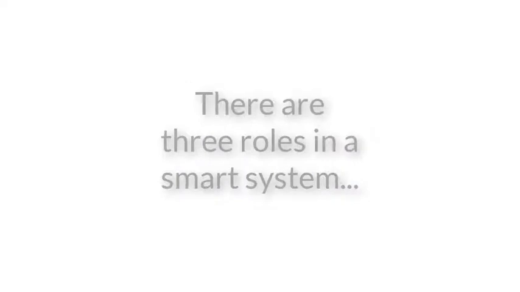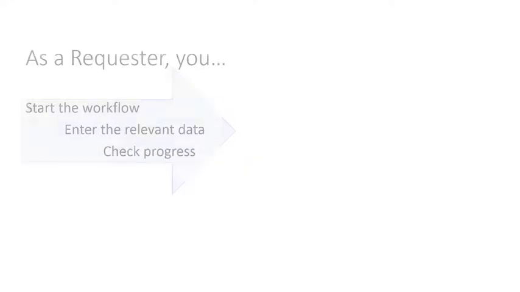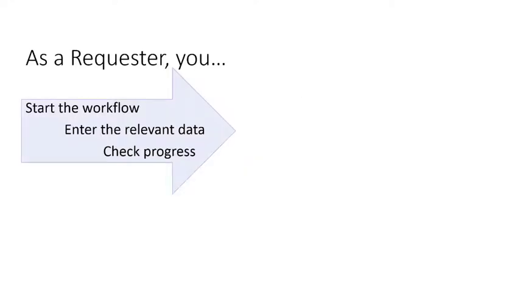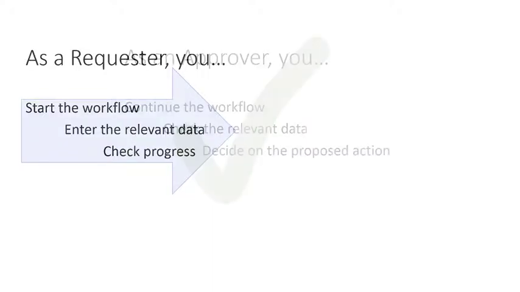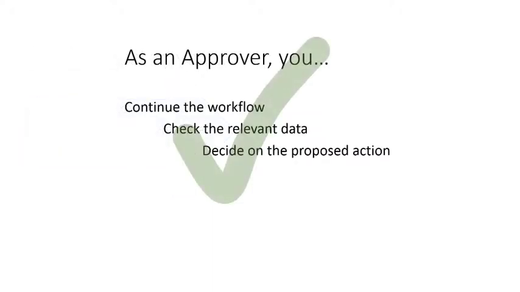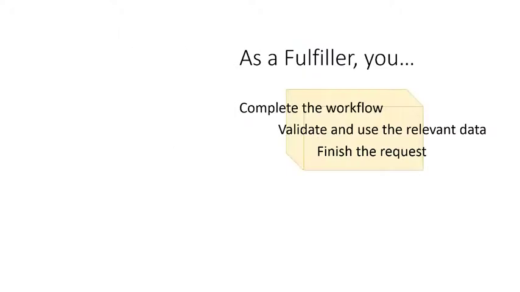There are 3 basic roles in these workflows. Requesters, who initiate the formal request by entering the necessary data on the correct form and submit it to the system. 1 or more approvers, who authorize the request and validate the data on the form. And the fulfillers, who actually complete the requested action.